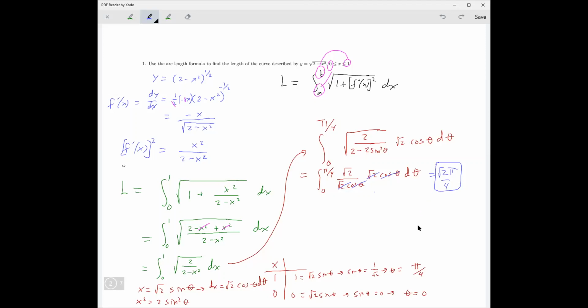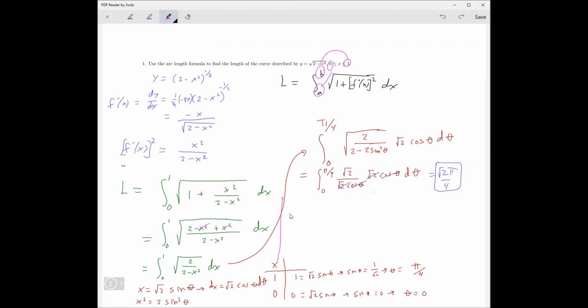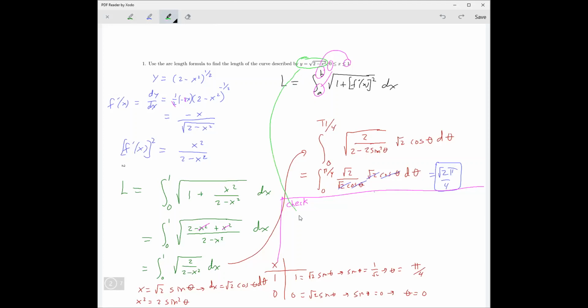Now it says also check your answer by noting that the curve is part of a circle. Geez, I haven't really left myself very much space for that. Let's see if this is enough space. The actual problem says to note that it's part of a circle. So if we square both sides of this, it gives us y squared equals 2 minus x squared.